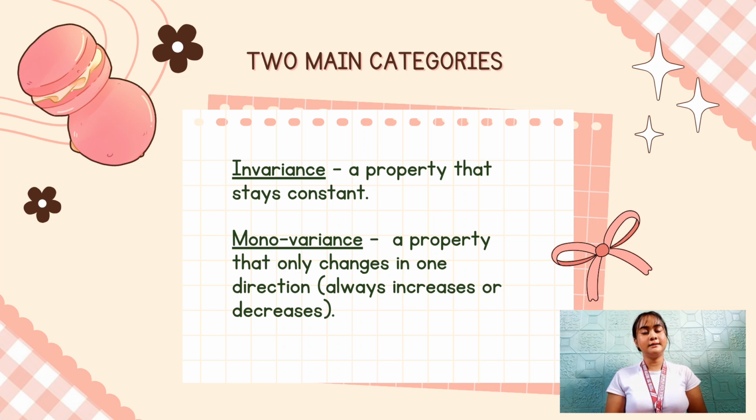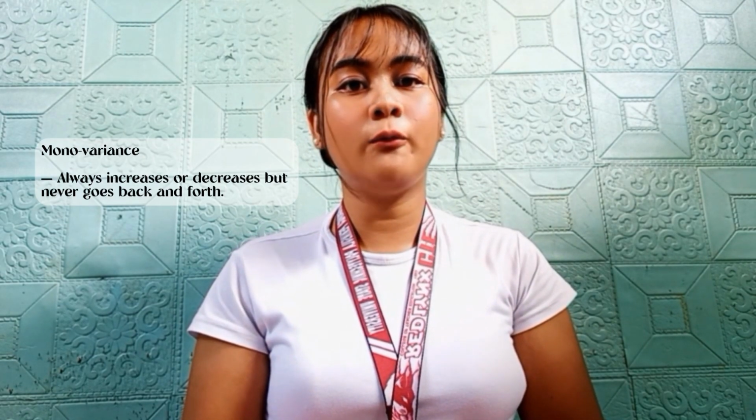Second is monovariance, a property that only changes in one direction. This is when a value only changes in one direction. It either always increases or always decreases, but it doesn't go back and forth.